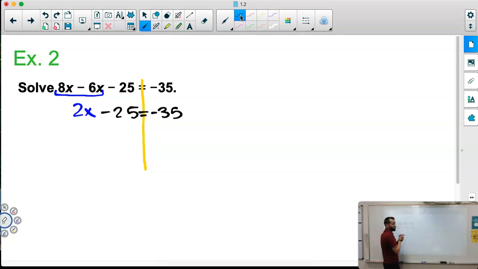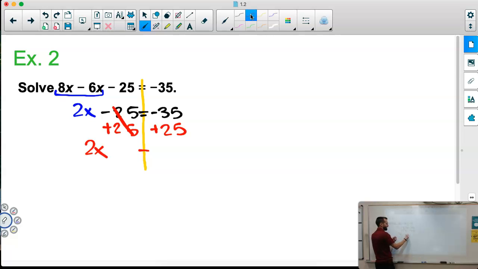All right. To evaluate this, we kind of did one thing. Now I'm going to move the 25. I'm trying to isolate my variable, so I'm going to start moving things over. And as I said, we start with addition, subtraction. So I add 25 to both sides. These will cancel out, and I have 2x equals negative 10.